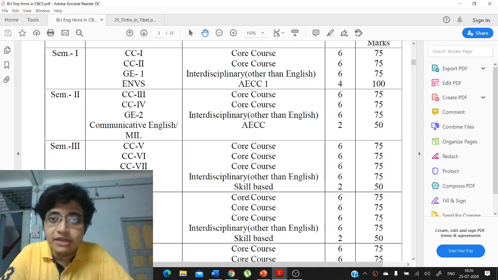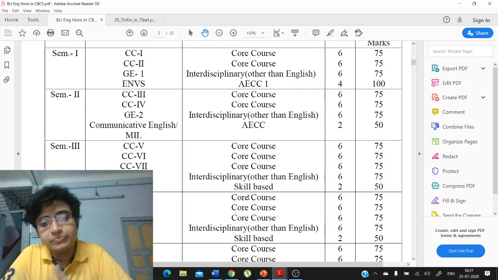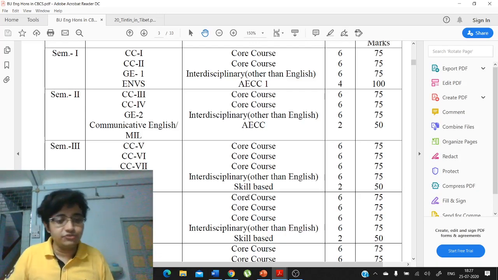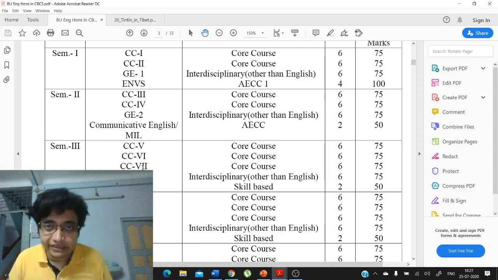So let us begin with the syllabus of the English Honours prescribed for all the students affiliated under the colleges of Burdwan. So what is there in the semester 3 syllabus? You have to study 3 core courses in this semester 3. What are the 3 core courses? CC5, CC6 and of course CC7.